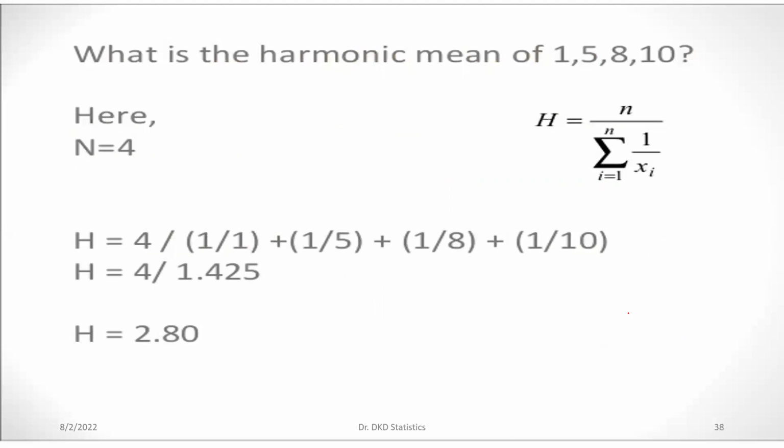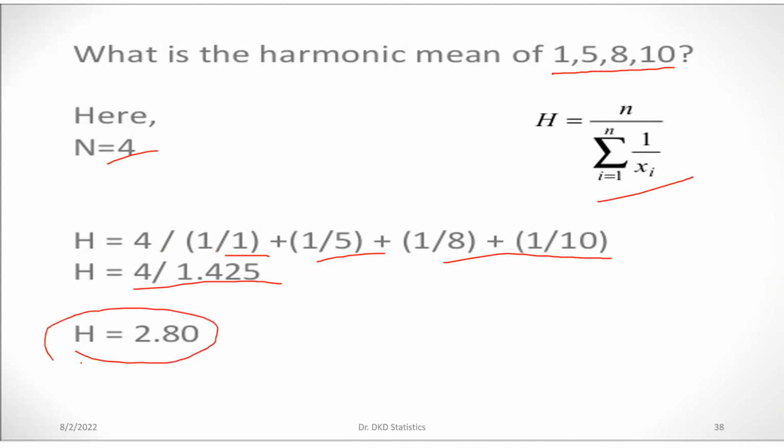Now, what is the harmonic mean of this given data set 1, 5, 8, 10? So we can use the formula with n equal to 4, which we are already aware of. So it is 4 divided by (1 upon 1 plus 1 upon 5 plus ...), and with simple arithmetic we can calculate and find our mean is equal to 2.80.